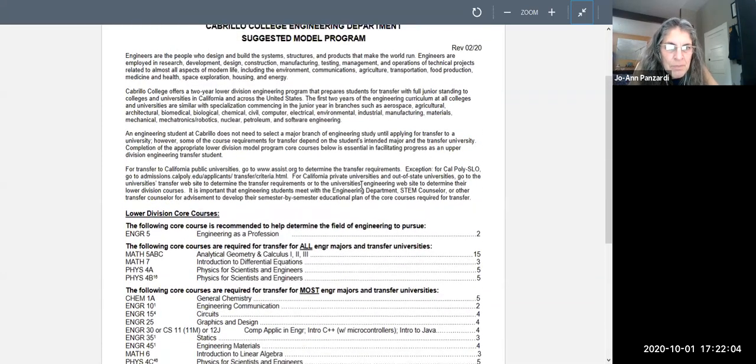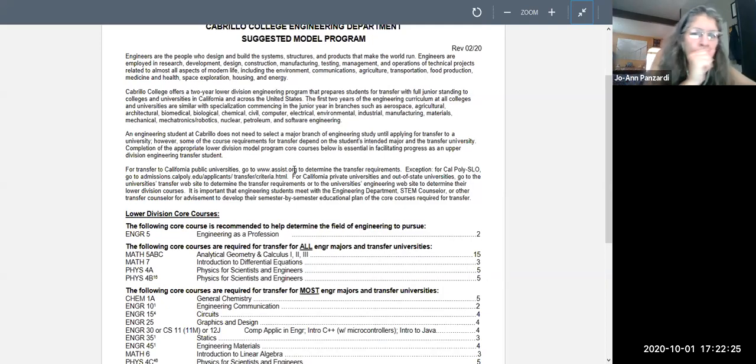Take a look at this paragraph right here. It says, for transfer to California public universities. So if you want to transfer from Cabrillo to a public university, which means a UC or a CSU, you go to assist.org. You put in Cabrillo, you put in the university you want to go to. You select your major and out pops a list of classes you need.